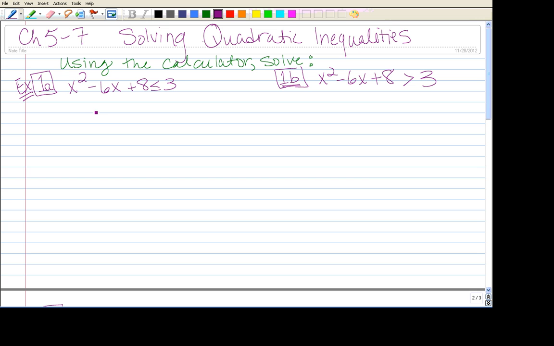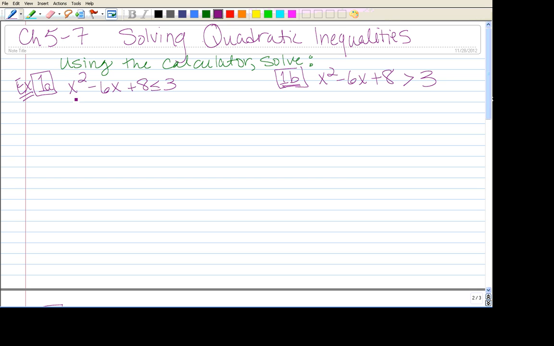On these first two examples, we're going to be using the graphing calculator. The first one we're looking at is x squared minus 6x plus 8 is less than or equal to 3. The other one is greater than 3. You'll notice that we have an inequality sign instead of an equal sign here, but really it's pretty similar whenever we are solving these. We have a couple different options whenever we're using the calculator.